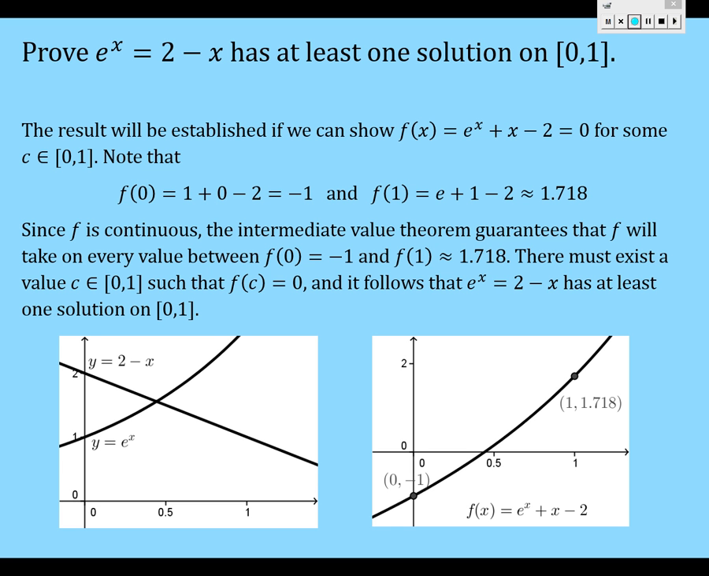Just for fun, here's f of 0 is -1, here's f of 1, 1.718, and certainly it's got to cross the x-axis somewhere, right? This is a picture of f. Here's a picture of the two functions individually, and of course they cross at the same x value. It looks like it's about 0.45 or something, I don't know. But who cares? It doesn't matter what it is. We've proved that there is such a value somewhere.